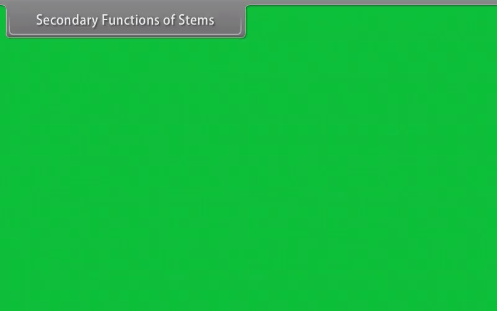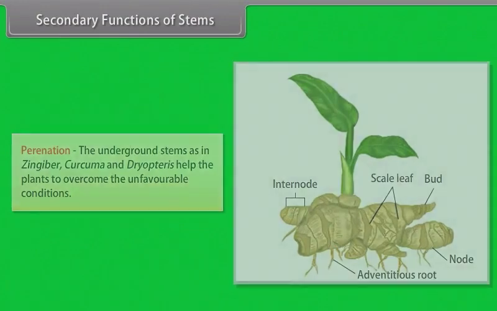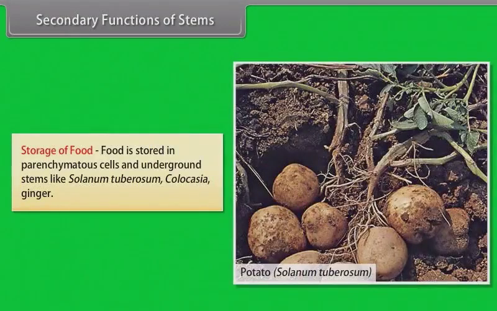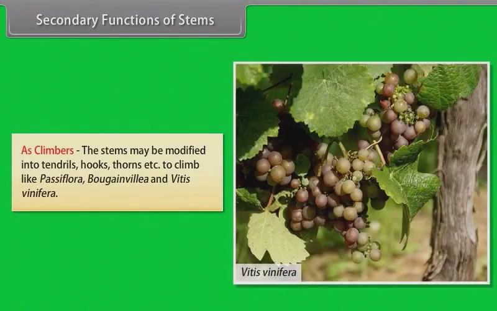Secondary functions of stems. Perenation. The underground stems, as in zingiber, curcuma, and Dryopteris, help the plants to overcome unfavorable conditions. Storage of food. Food is stored in parenchymatous cells in underground stems like Solanum tuberosum, Colocasia, ginger. As climbers. The stems may be modified into tendrils, hooks, thorns, etc. to climb like Passiflora, Bougainvillea, and Vitis vinifera.